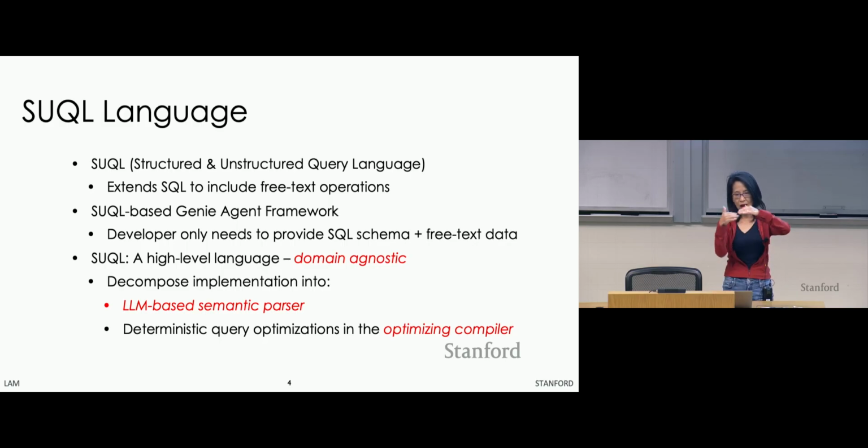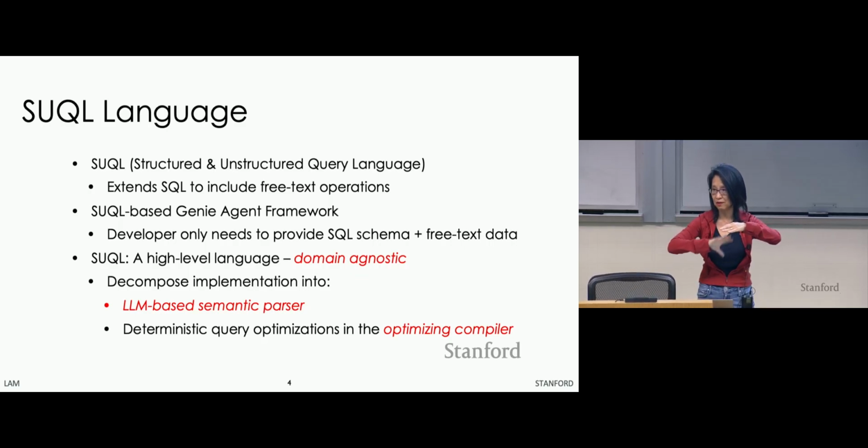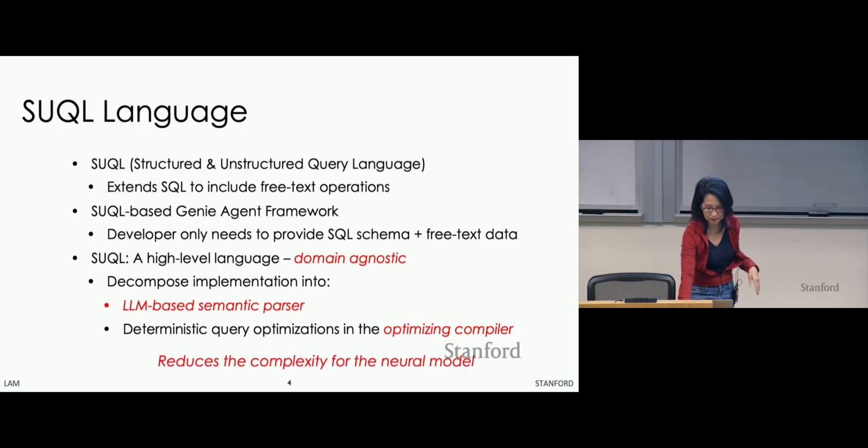So SUQL is kind of like the intermediate representation, separating the AI part from a deterministic part. And this reduces the amount of work that has to be done by the AI part and improves the accuracy and performance throughout. So that's a whole system design with SUQL being the key abstraction.